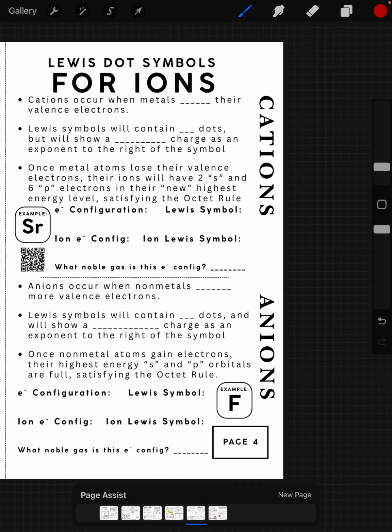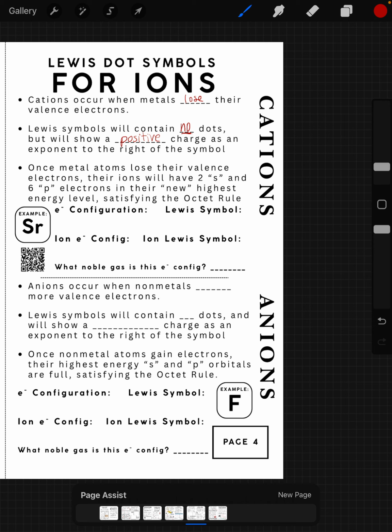And you should recall that an ion is just a charged particle or charged molecule, charged atom, okay? It can either have a positive charge or a negative charge. So cations occur when metals lose their valence electrons. So their Lewis symbols are actually going to contain no dots, but they will show a positive charge as an exponent to the right of the symbol.